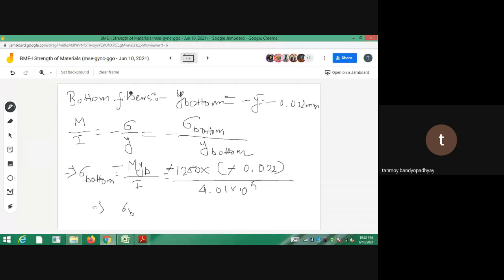So sigma bottom will come out to be plus 67.8 megapascal. So this is the thing that you will be getting. Since it's a positive sign, the bottom fibers are under tension. So this is about discussing the whole problem.